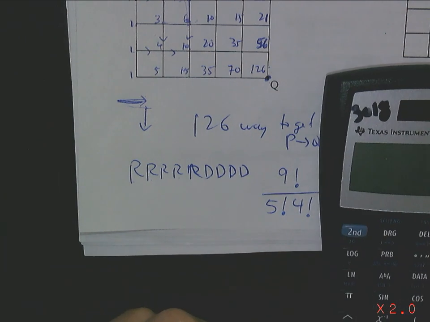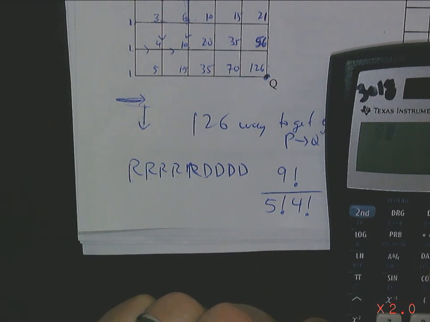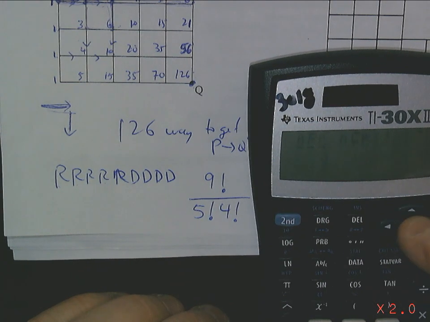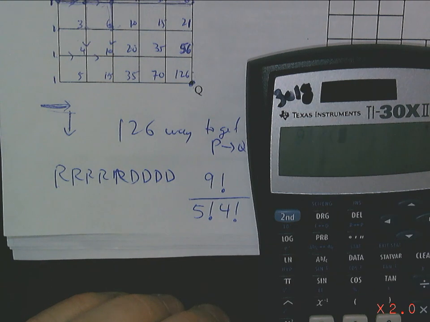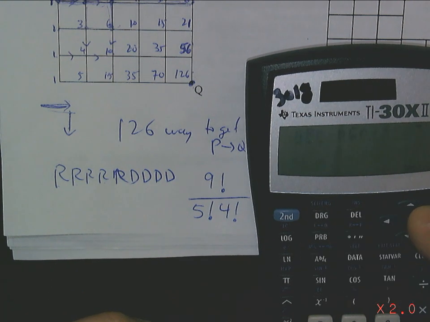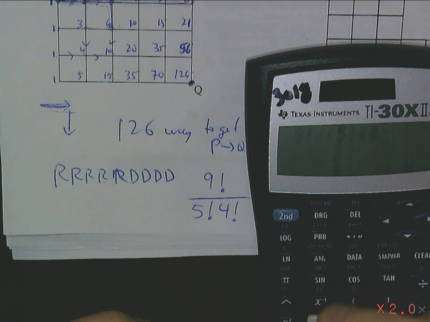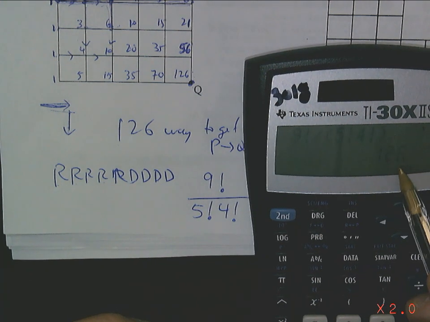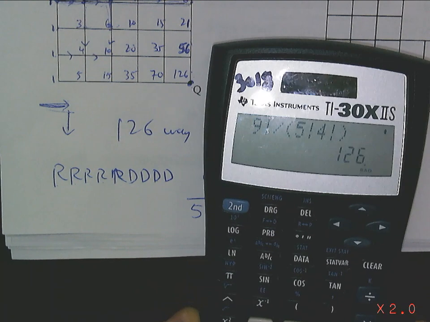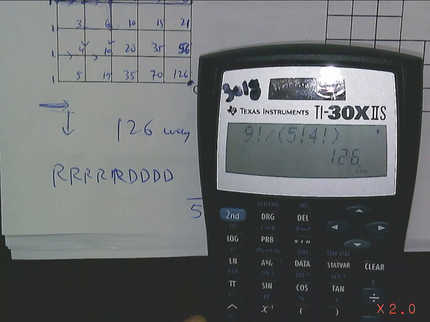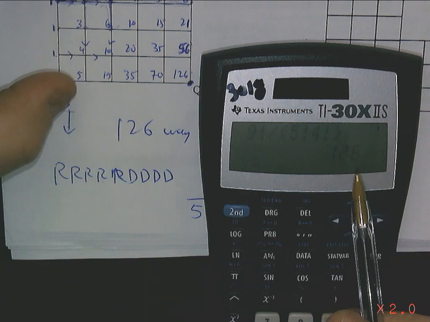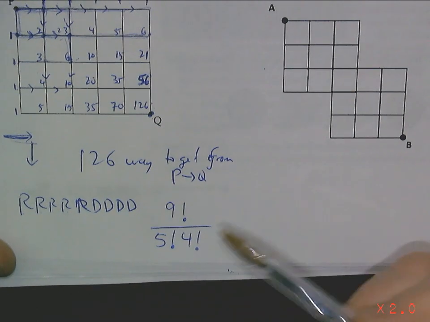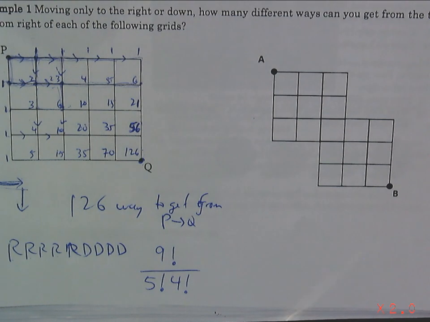And when you type that in, 9 factorial divided by 5 factorial, 4 factorial, there's the answer, 126. But that only works for beautiful rectangular grids. So the counting way is the best way. That's how I do all these personally.